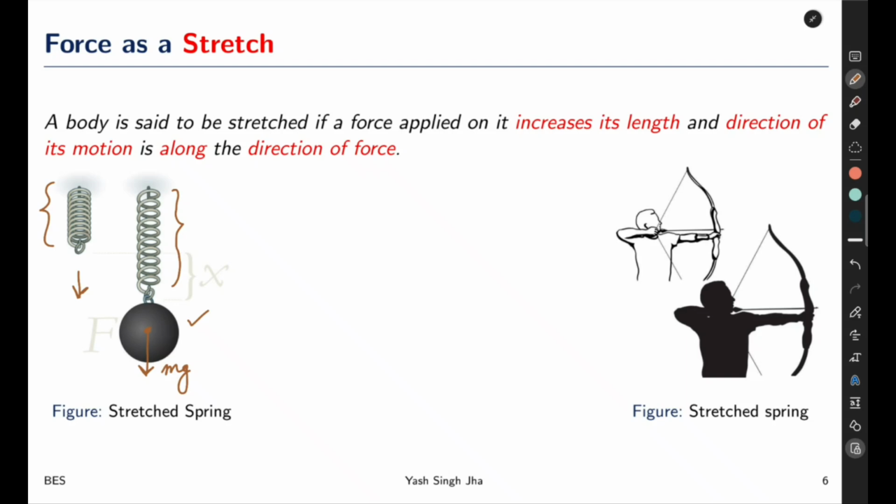Another example is when a bow is used. In normal condition, when it's not stretched, the string will be straight. But when we apply a force and stretch the string in this direction, the string becomes stretched. The length of the string has increased and the direction of motion is along the direction of force.